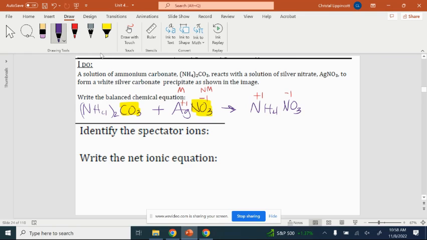Now I'm going to swap the partners here. So here the silver is now going to go with the carbonate. And I know that the carbonate is a -2 because I needed 2 +1s for every one of these. So this is a -2. This guy is a +1. So I'm going to need 2 silver to get this formula to balance out. Once I get my formulas balanced out, then I'm going to go and balance my entire equation.